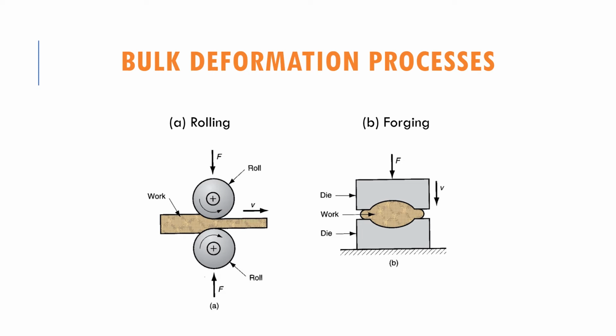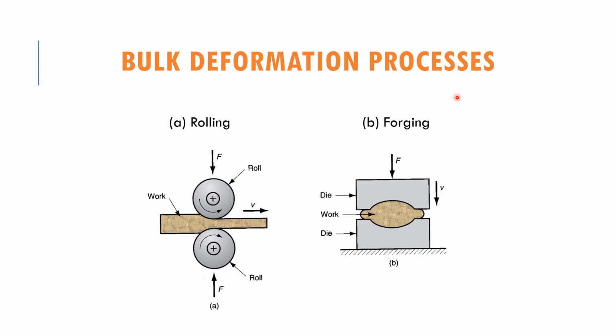Okay, so if you can see here, there are two rollers in this part. This is what we call the roller, and then this is the work material, and the work material will come inside here and the thickness of the work material will be reduced.